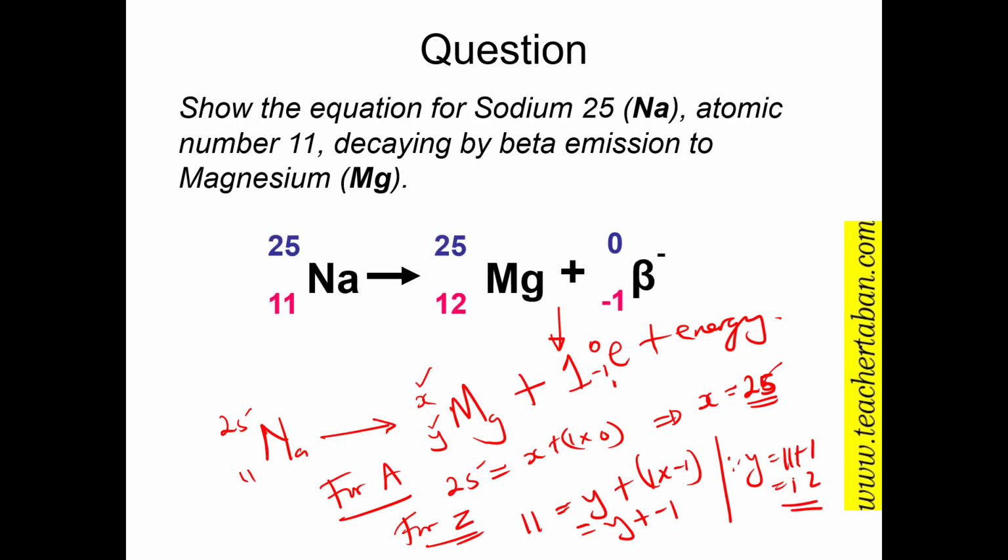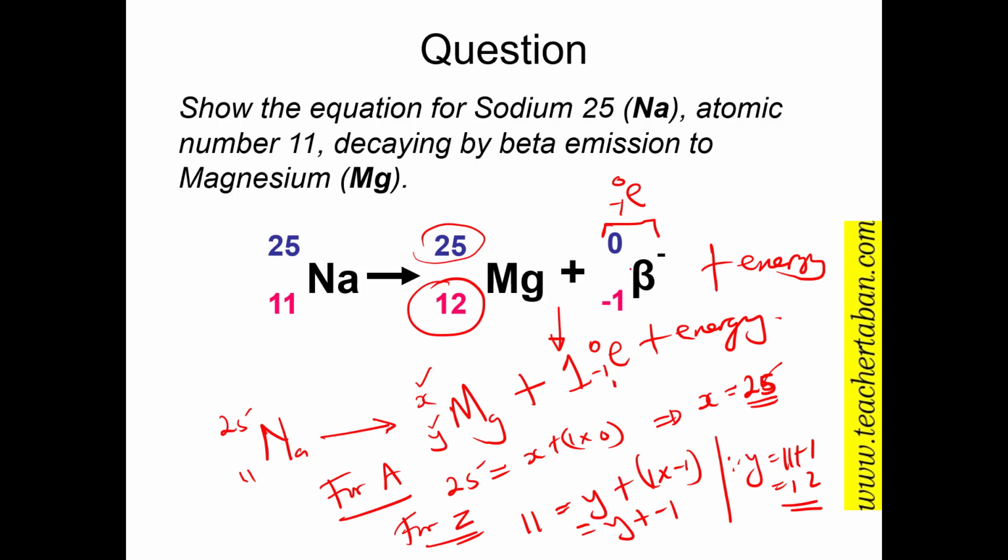And therefore, our equation becomes like that. So where there is X, I put there my 25. Where there is Y, I put there my 12. And then plus the energy. Remember that you can also represent this as an electron like that.